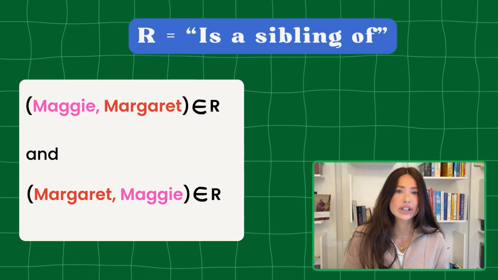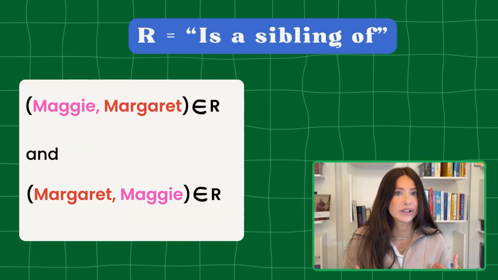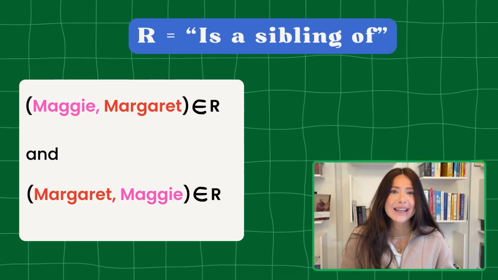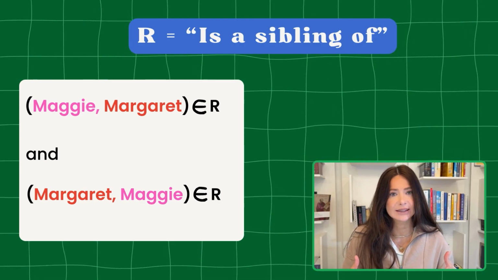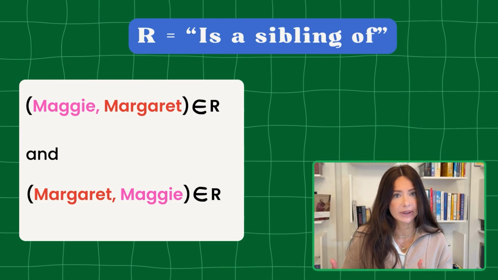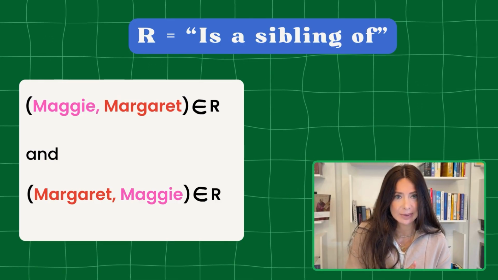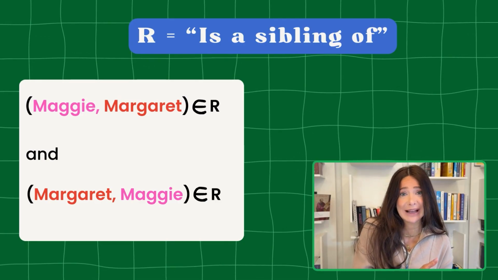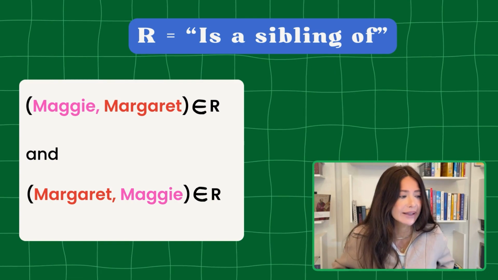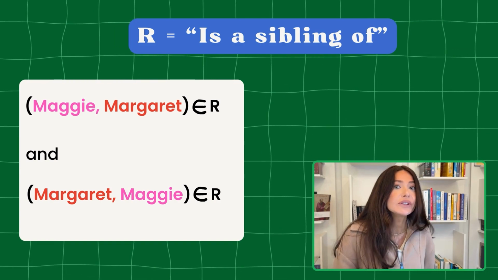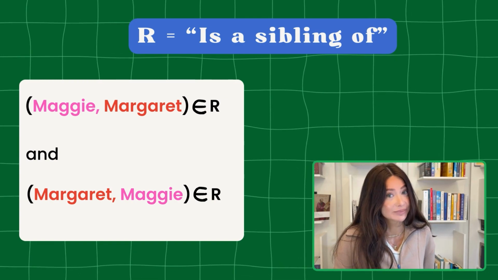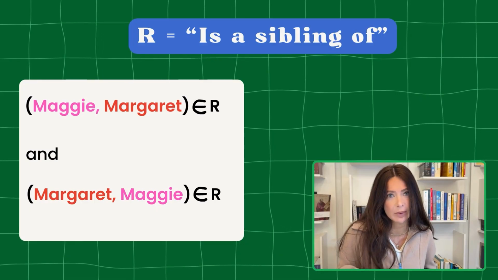Unless a relation is such that, for example, if I define relation to be is a sibling of, in that case, and in those rare cases, then you can flip it and it will still be in the relation. Because if Maggie's sibling of Margaret, Margaret has to be sibling of Maggie. And there are relations like that, whose inverses are equivalent to original relations, but those are rare. And you should never assume that that will be the case.